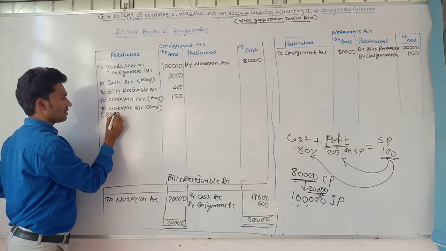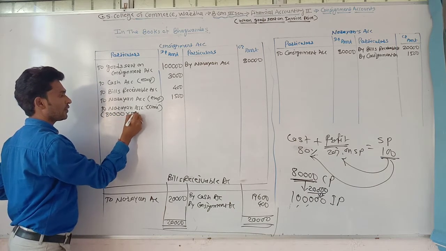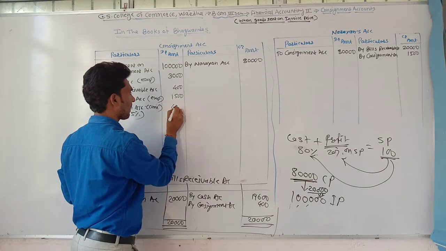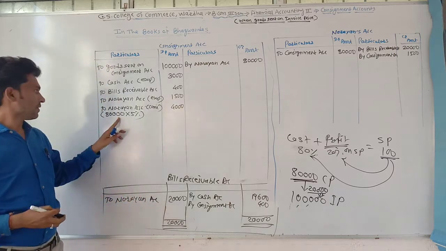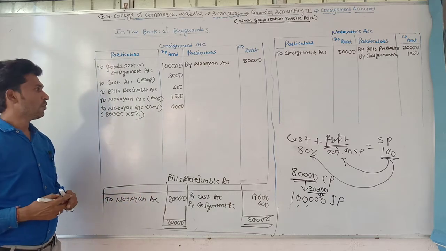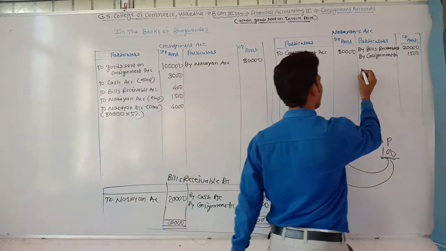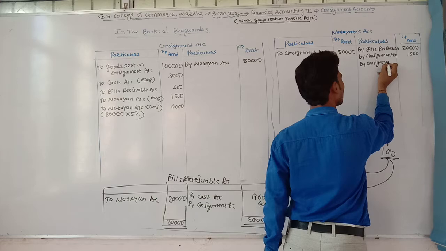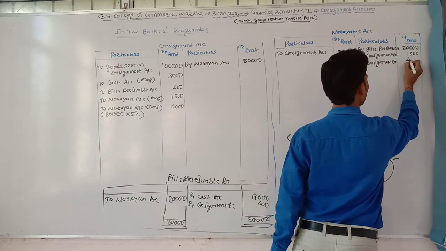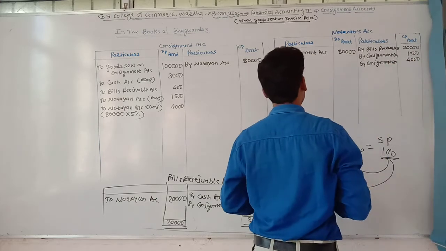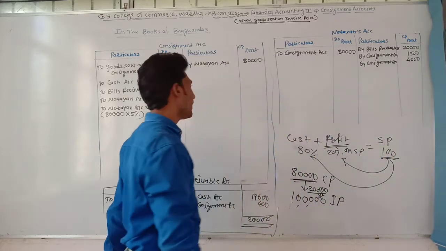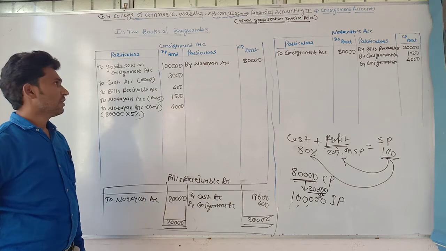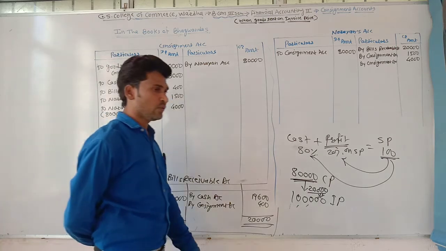Then we have the 80,000 selling price. On it you need to charge 5% commission, so it becomes rupees 4,000. Okay, 4,000 commission. So write at the credit side of the Narayan account by consignment account rupees 4,000. It charges commission. The given information is over.